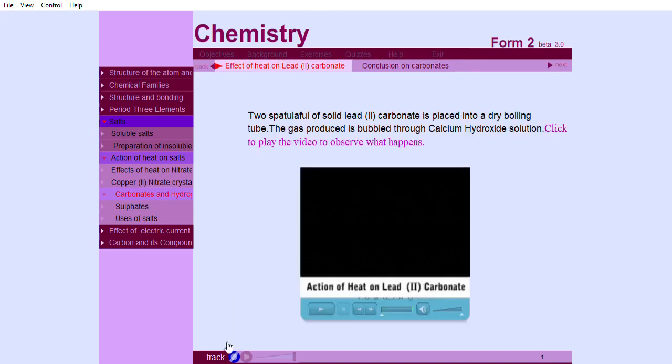Two spatulafuls of solid lead-2 carbonate are placed into a dry boiling tube. The gas produced is bubbled through calcium hydroxide solution.